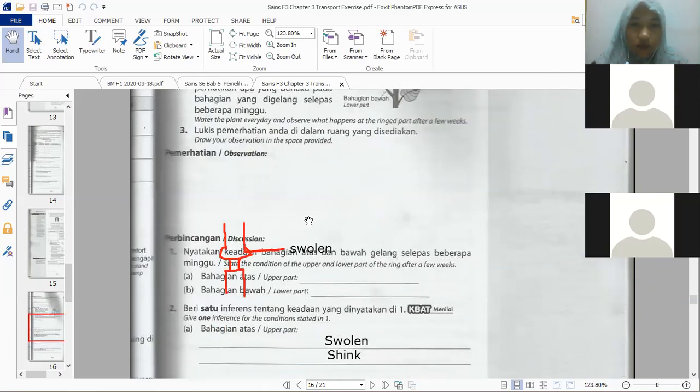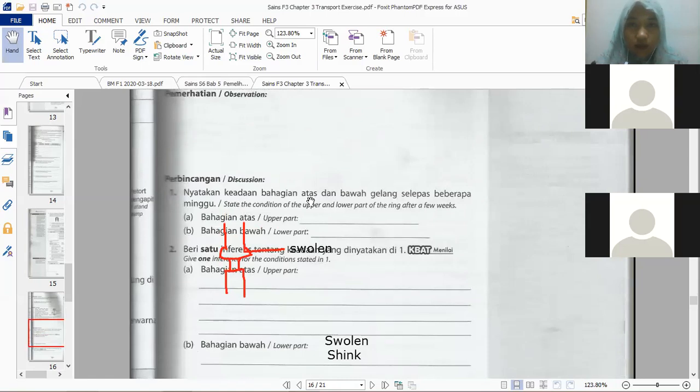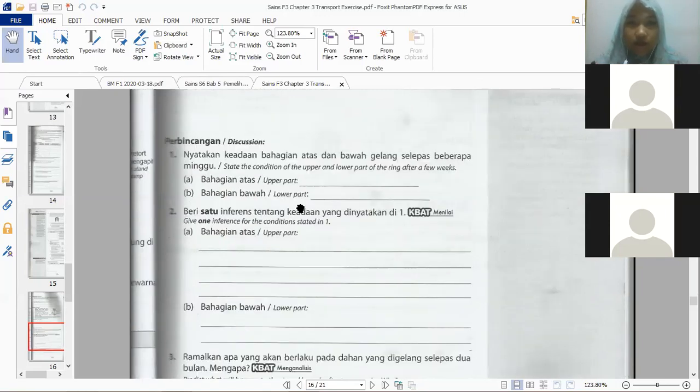Ini nanti you salin lah. Okay, observation dia. Tadi teacher padam ni, gambar ni. Okay. So, what inference yang boleh you katakan? Kenapa upper parts dia swollen and why the down part is shrink? Answer.